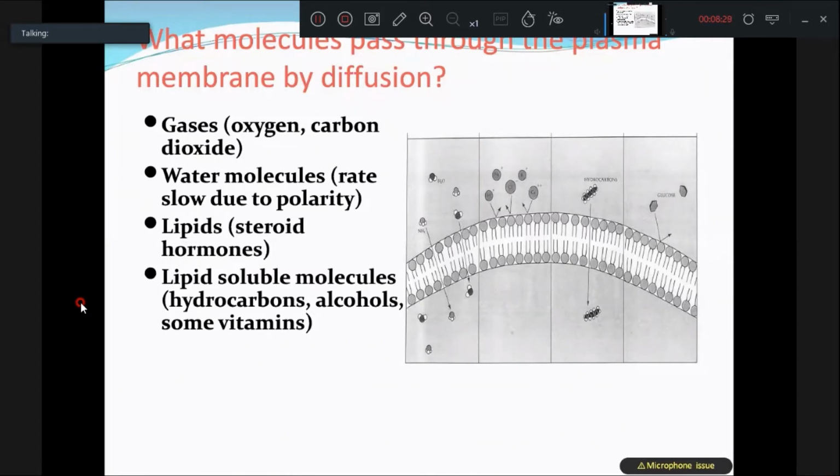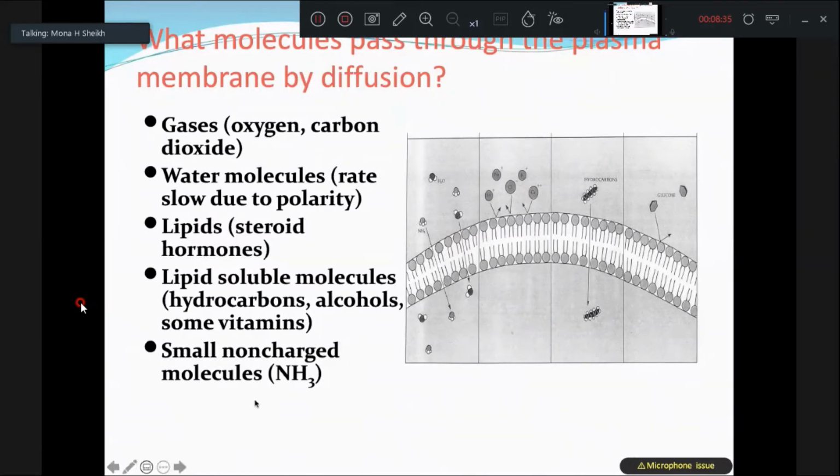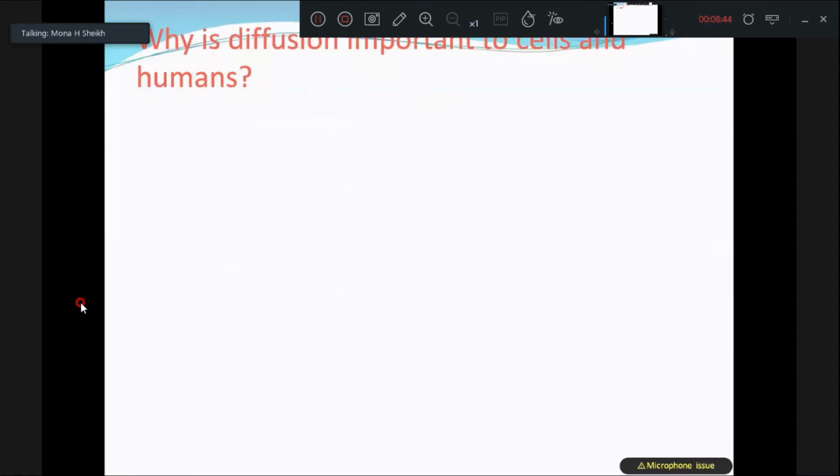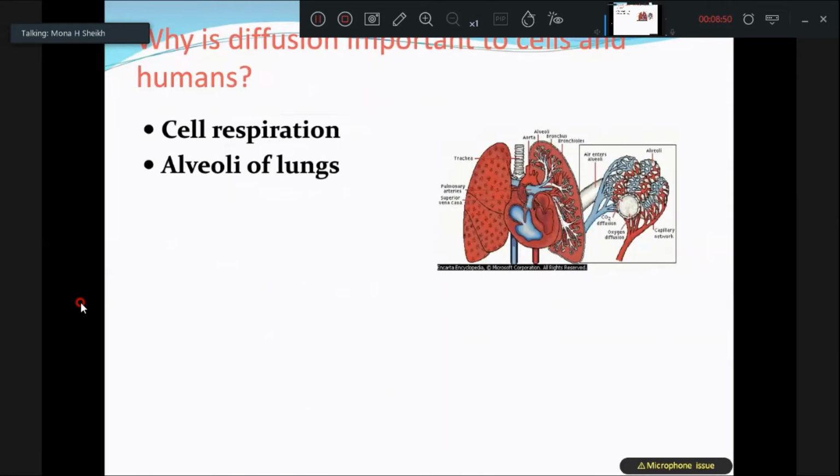Okay. So all of these, they can pass by simple diffusion. Any small non-charged molecule can pass by simple diffusion. We don't need ATP, we don't need any protein. Right. Why is cell diffusion important? Respiration. Now, how do we do respiration? We do a gas-phase exchange through my respiratory system.